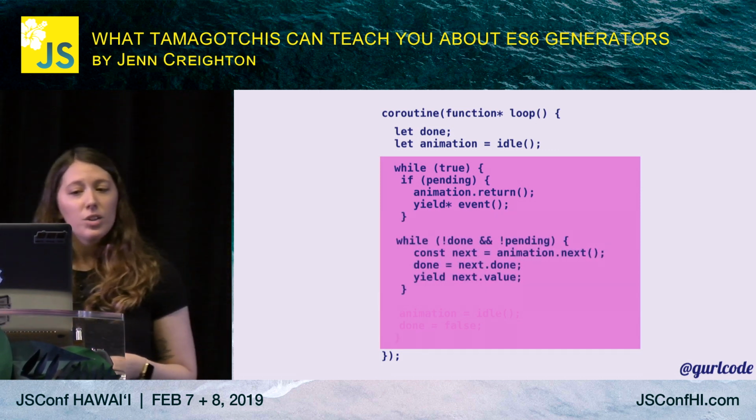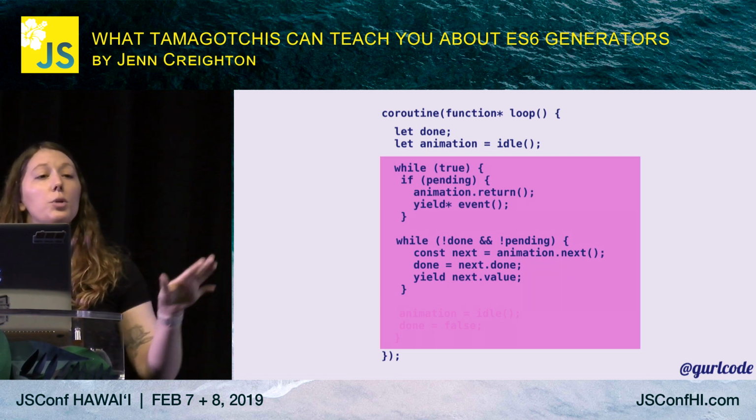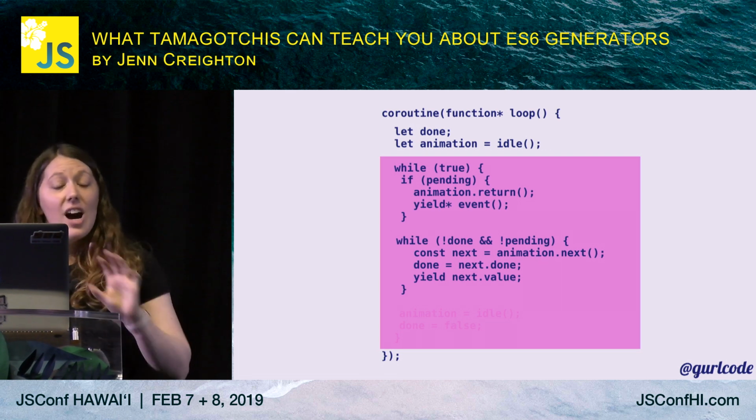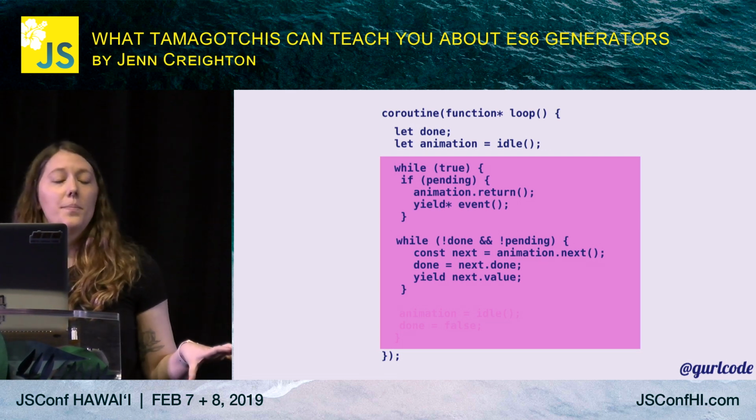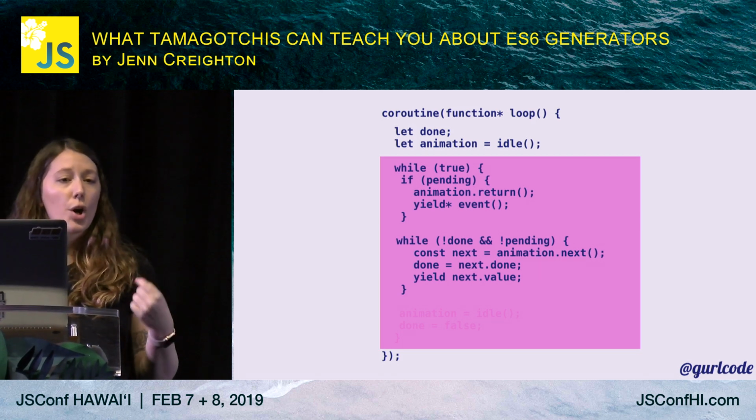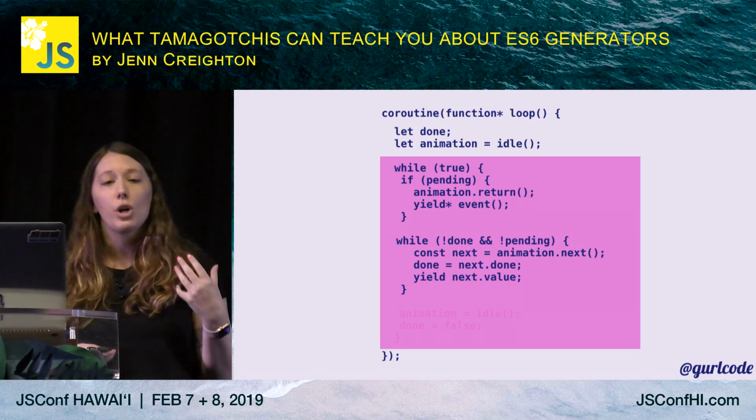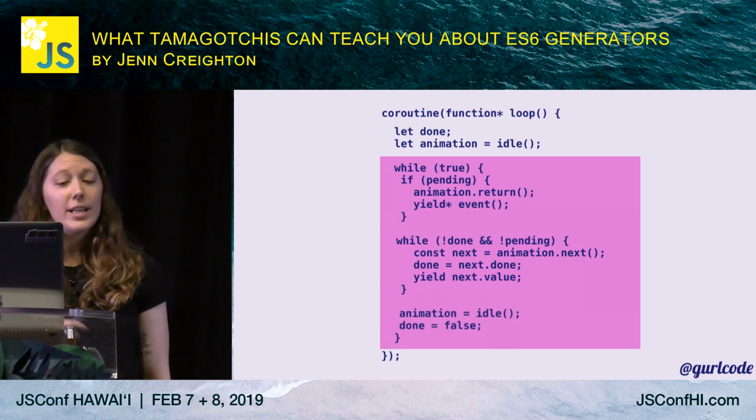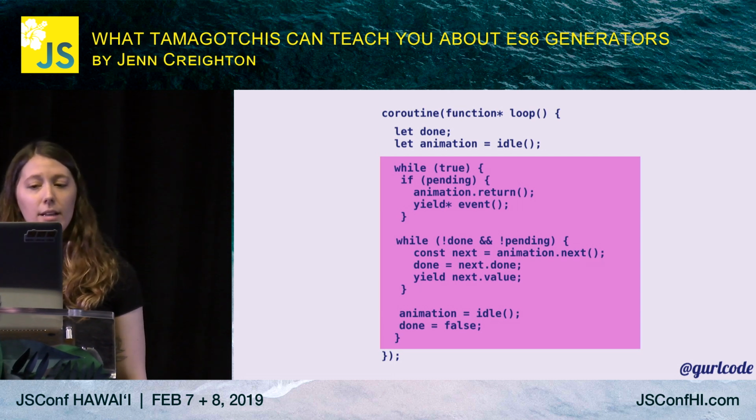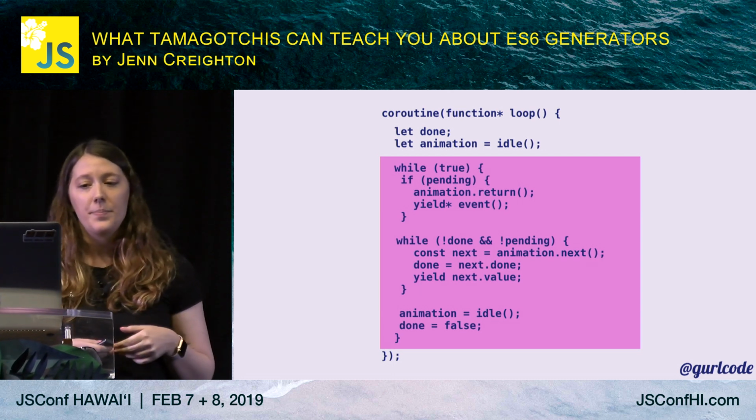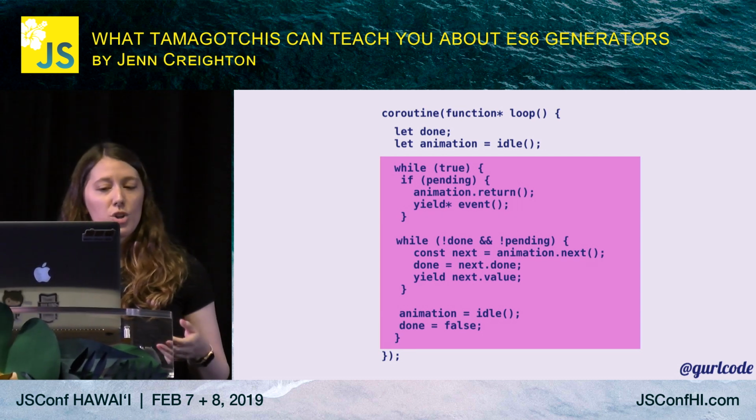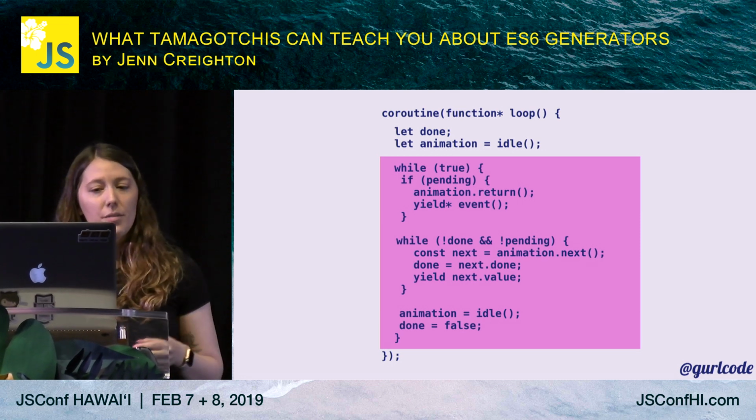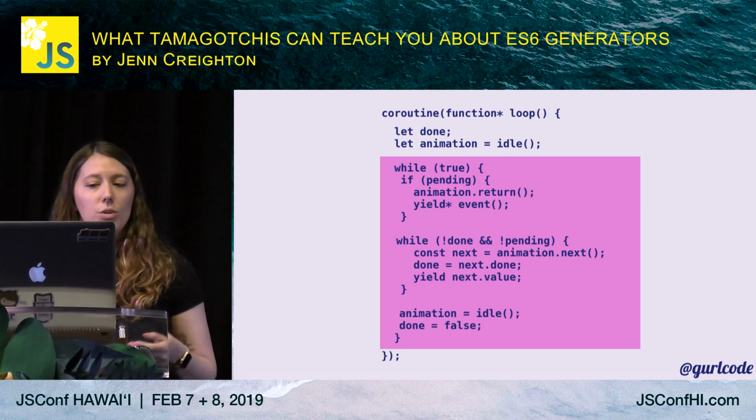Otherwise, a second while loop will handle running the animation. A while loop inside a while loop. I want you to understand that this is nuts. As long as the animation is not complete and there are no pending events, this loop will yield the generator's values to the coroutine to handle. And these are promises, so the coroutine is going to handle the chaining. But if the animation is done, or there is a pending user event, the loop is going to terminate, stopping the animation generator from running again. And we'll reassign animation to the idle generator to start fresh, and we'll reset done to false. And on the next iteration of this while loop, pending will be true, and we'll handle the user event instead.